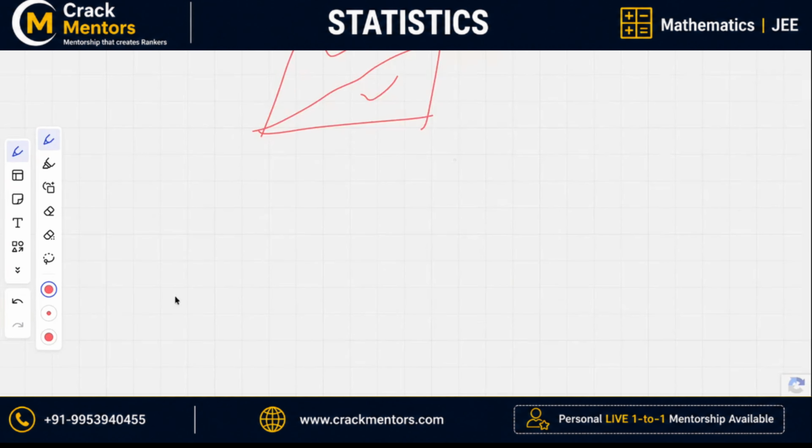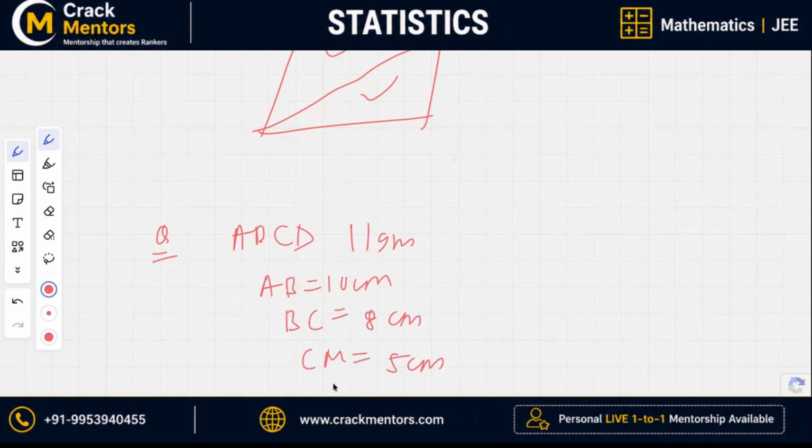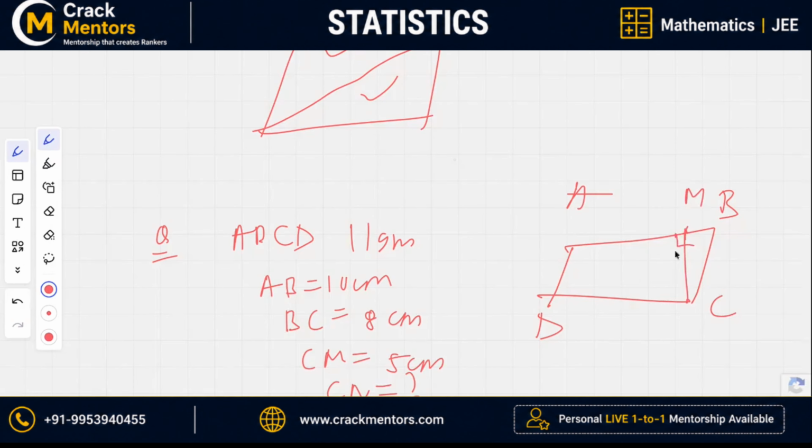Actually, I want to give you a question on this. Yeah, sure. ABCD is a parallelogram. AB is 10 centimeters, BC is 8 centimeters, CM is 5 centimeters. CN is what? The diagram is somewhat like this: AB is 10, BC is 8. This is N. This is an altitude. This is also an altitude.